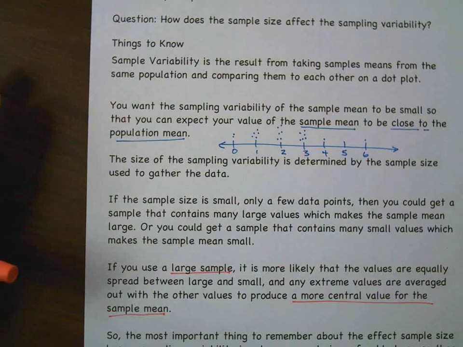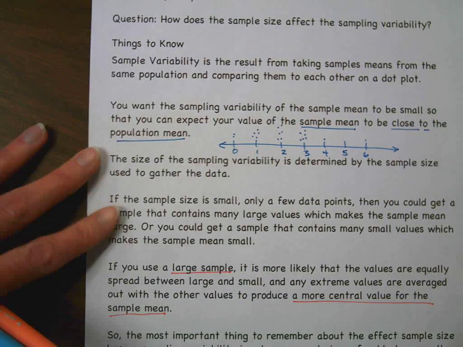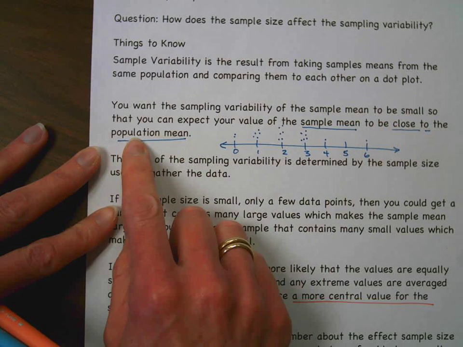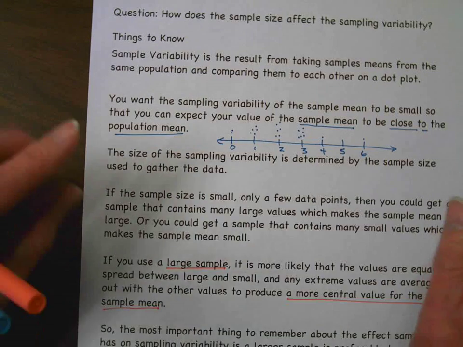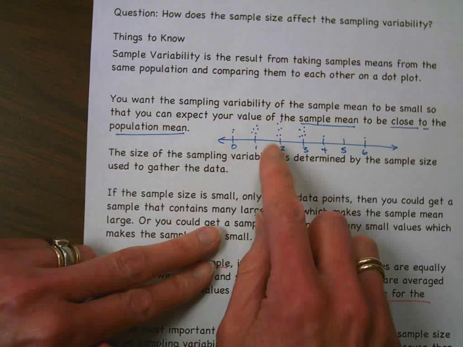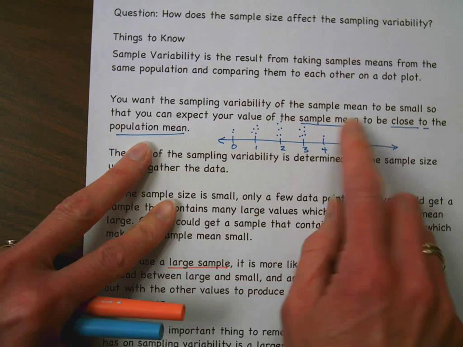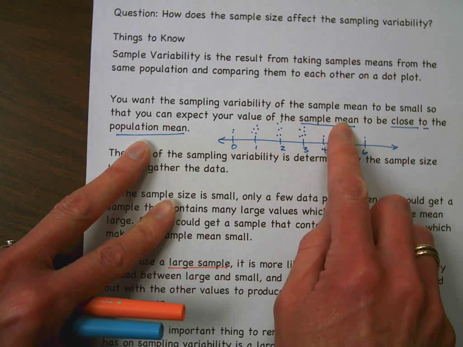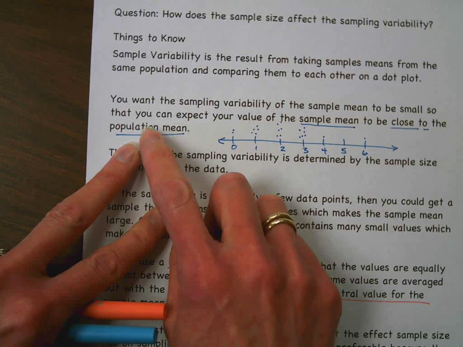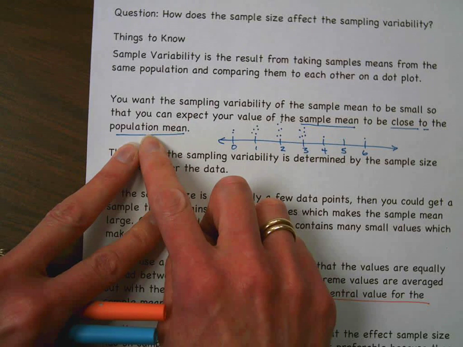And you don't want them to be widely spread, because if they are widely spread, then you're further away from the population mean. So you actually want them to be clumped closer together so we have low variability, because that means those sample means that we have are better representing the population mean, so the group as a whole.